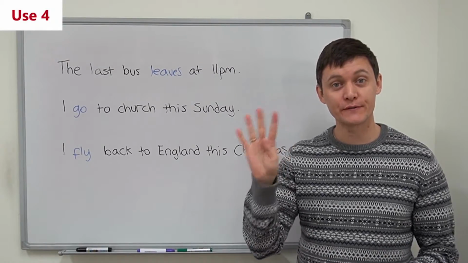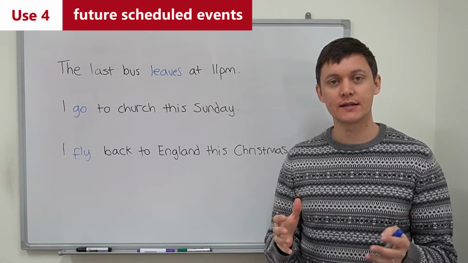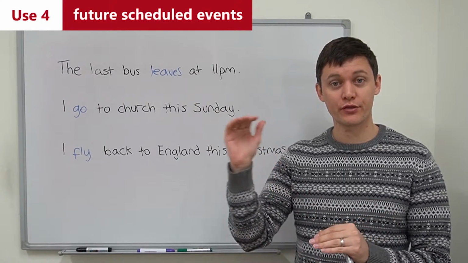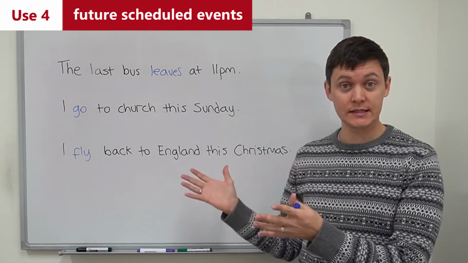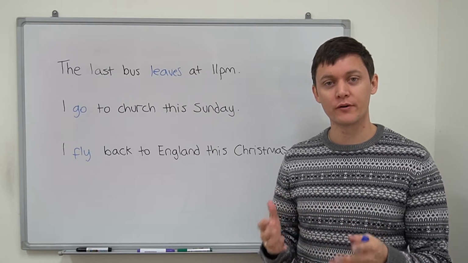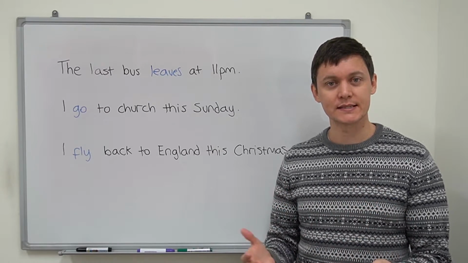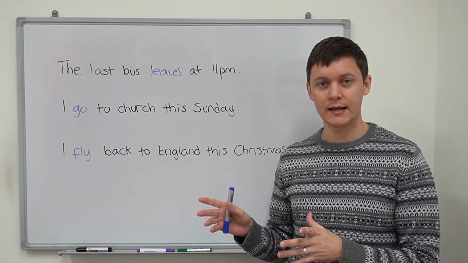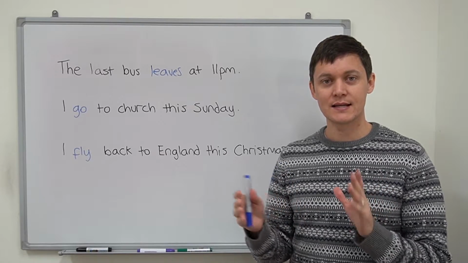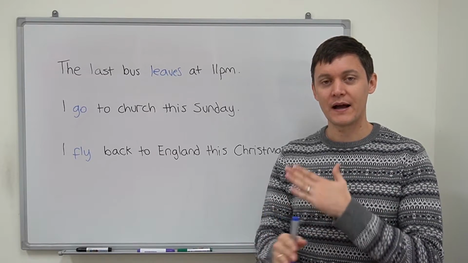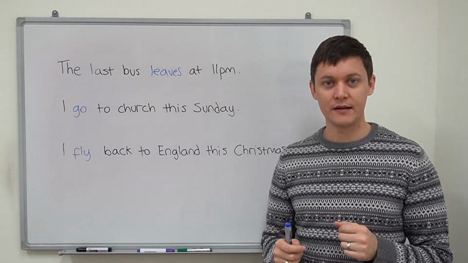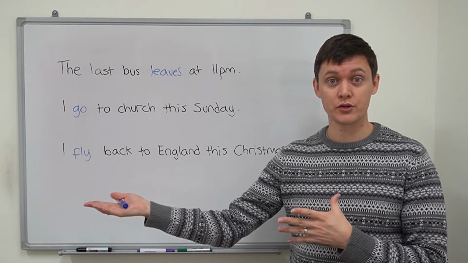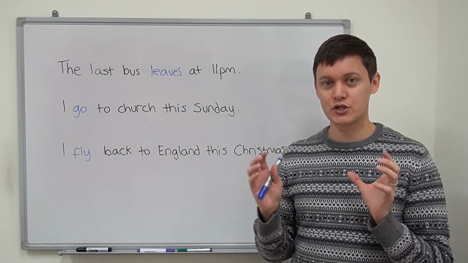The final use, use 4, is something we can consider the advanced use. You must understand uses 1 to 3 first before you start studying use 4, because this is a little bit more advanced, and I often hear people make a mistake with this use. So firstly, I very often hear my students say present simple means near future. That's wrong. It doesn't mean near future. It can be near future, but it can also be far future. It doesn't mean it's just near future.